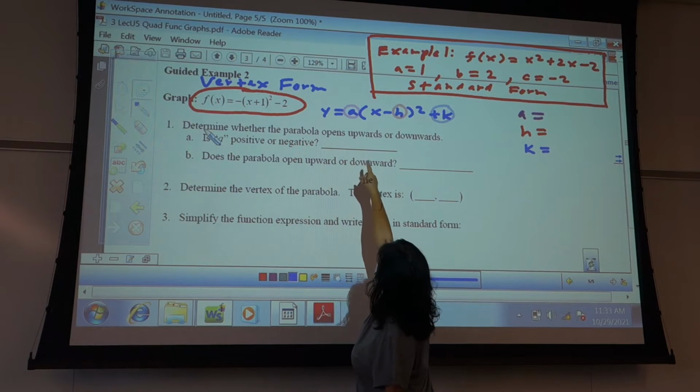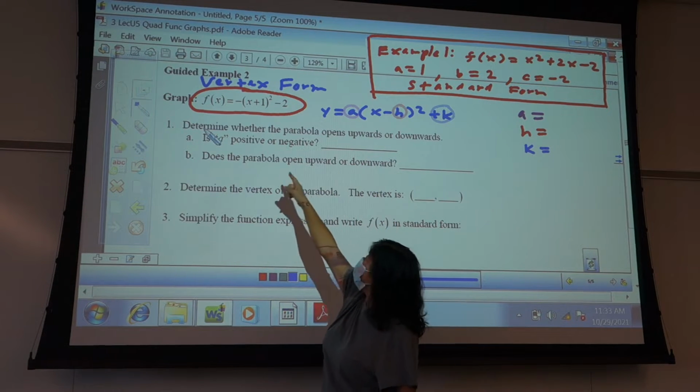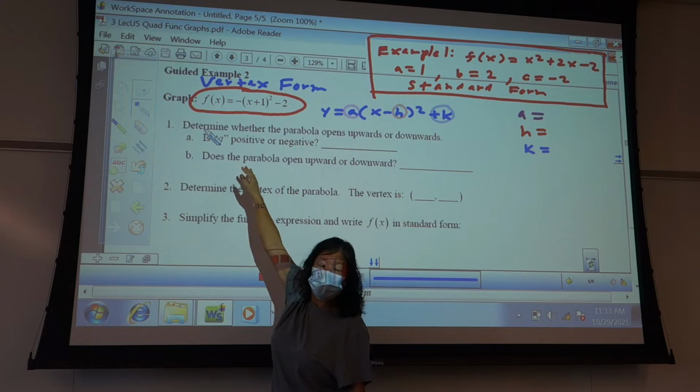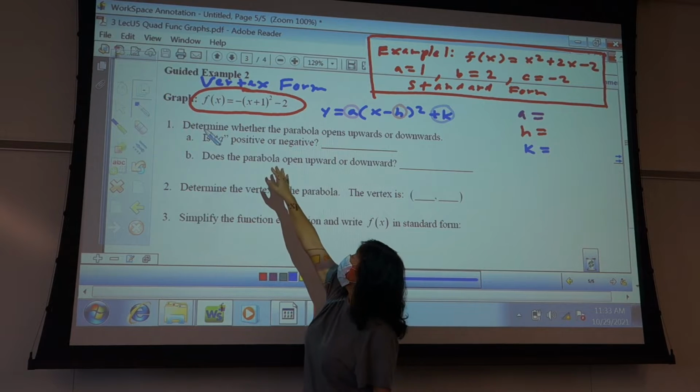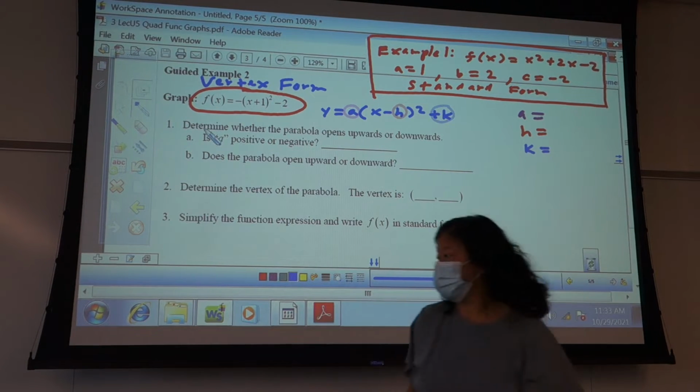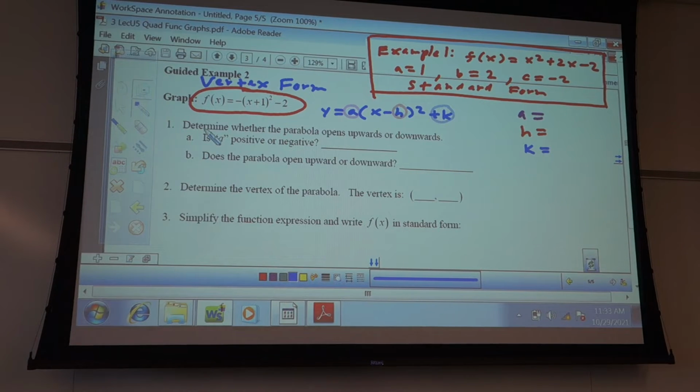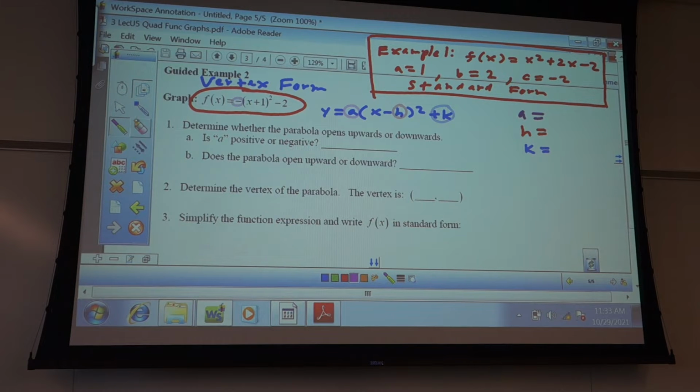So here it's either going to be in vertex form, or it's going to be in standard form. This one's vertex form. So what's my A? My A is the number in front of the parentheses. In this case, my A is a negative sign, and then there's an invisible 1. Remember, there's no number, it's an invisible 1.